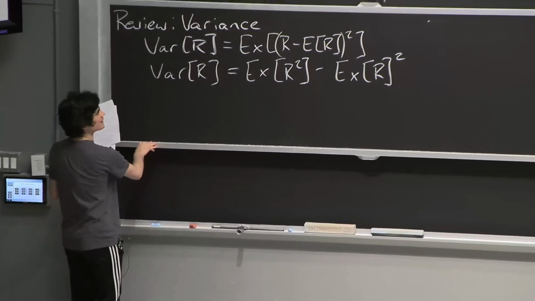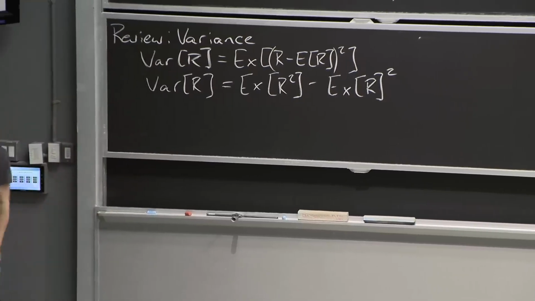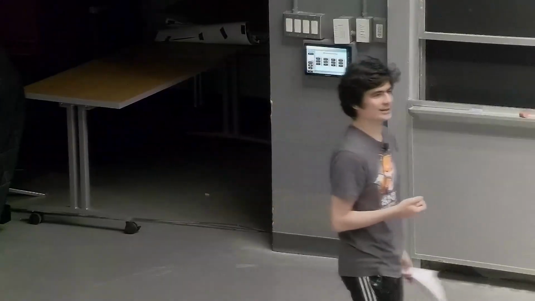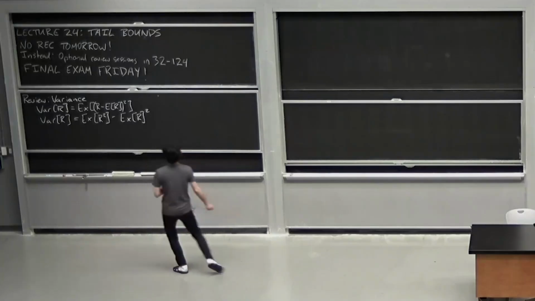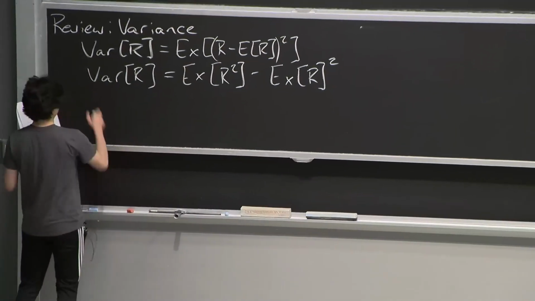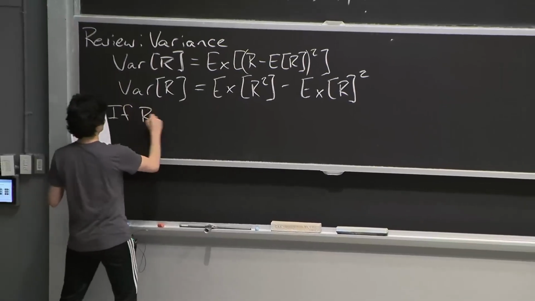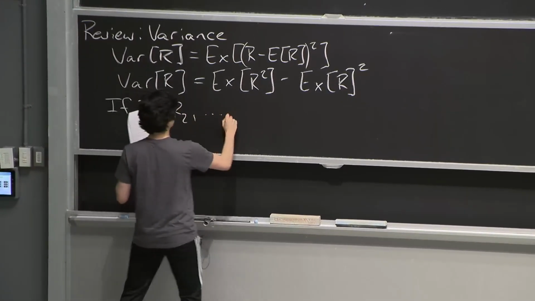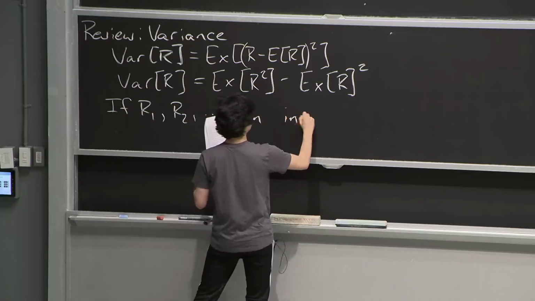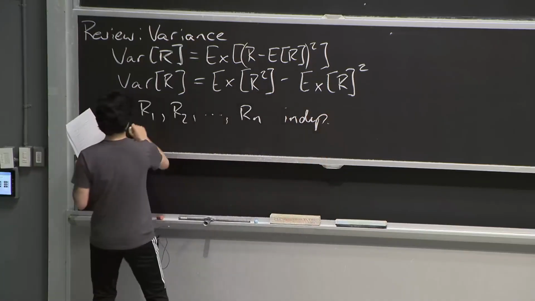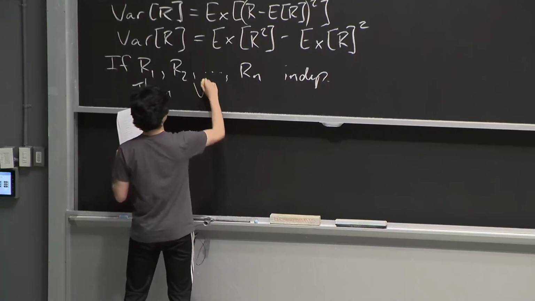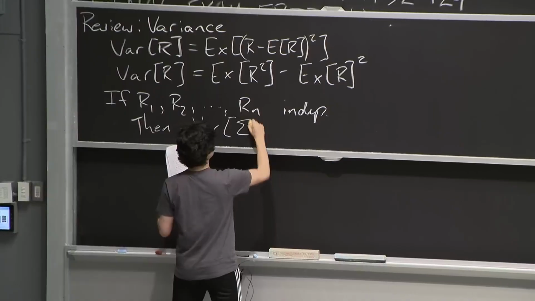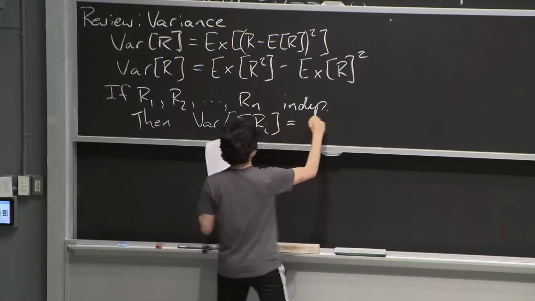We also saw that variance is linear, subject to certain constraints. Does anybody remember what you need for variance to be linear? Yeah? Independence. Okay. So if you have R1, R2, ..., Rn that are independent, then the variance of the sum is the sum of the variances.